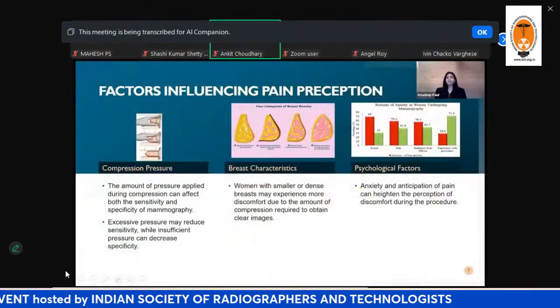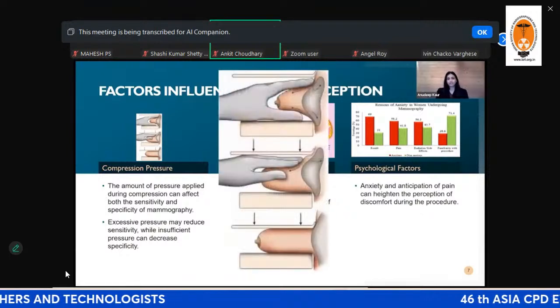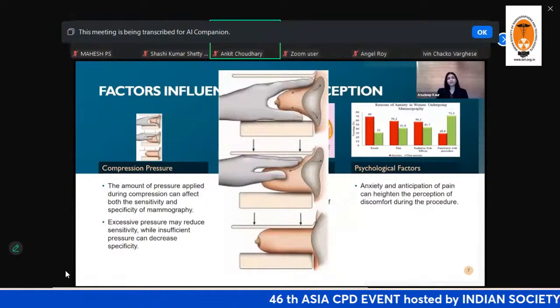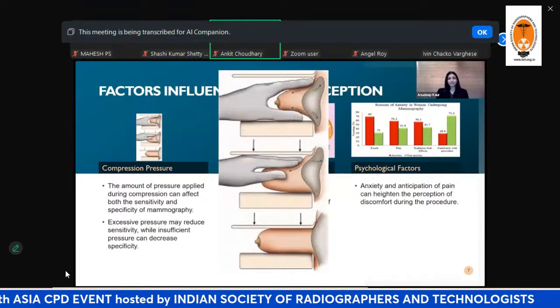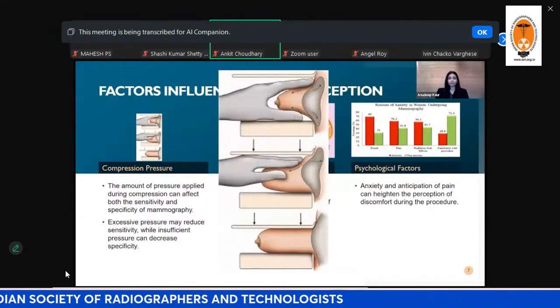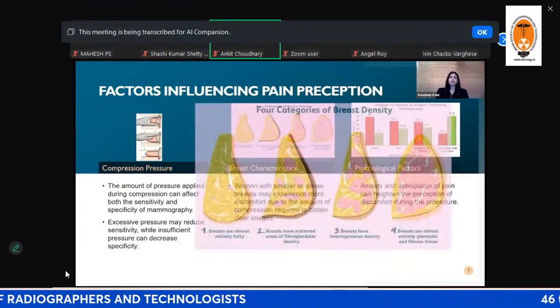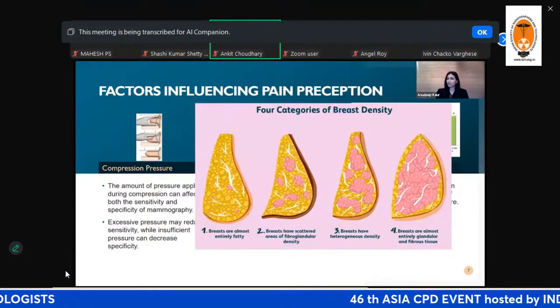So the factors influencing pain perception could vary between different patients, right? So the first is the compression pressure. Because of the amount of pressure applied, the pain perception of a person might vary, right? The amount of pressure applied during the compression can affect both the sensitivity and the specificity of the mammography. Again, because of the different categories of breast density, the pain perception will be different.